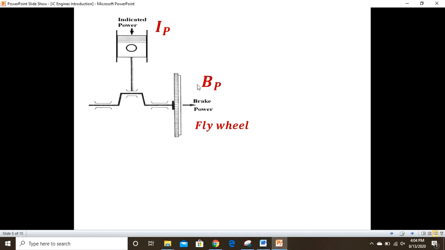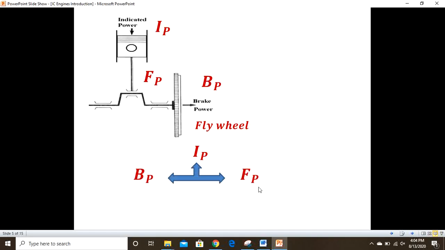This is measured using a hydraulic dynamometer, brake drum dynamometer, or rope brake dynamometer. Different kinds of dynamometers are available, or even electric generators can be used to measure the work. In between, due to the mechanical parts, some amount of work is lost, which is called the frictional power. Then this is the IP. The indicated power can be divided here.